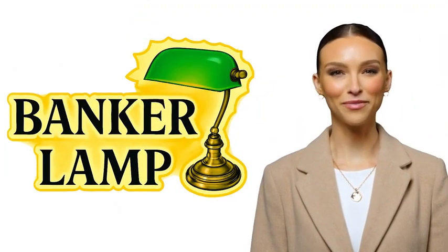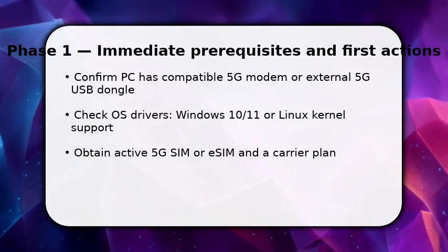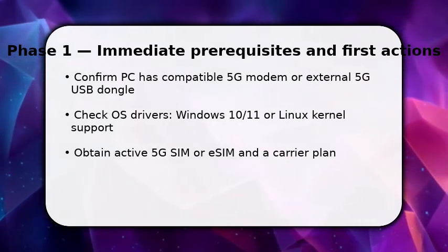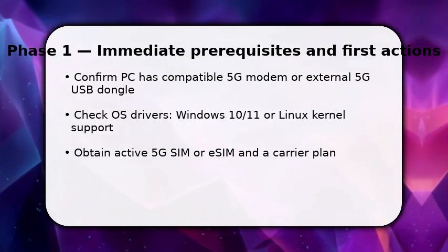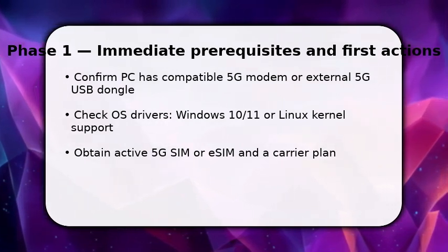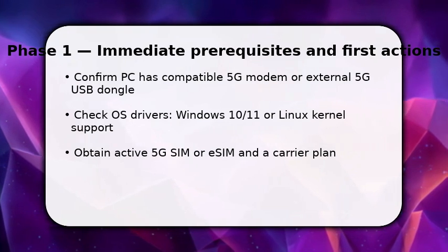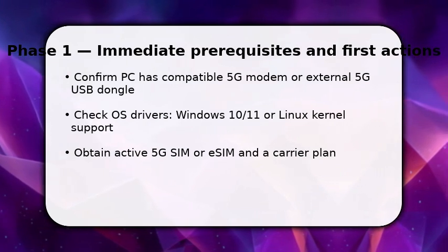Please enjoy the video. You begin by verifying hardware and account. Confirm your PC has a built-in 5G modem or an external 5G USB stick, and that you purchased a 5G plan with SIM or eSIM. Once done, insert the SIM into the modem or provision eSIM in settings and reboot the modem if required.